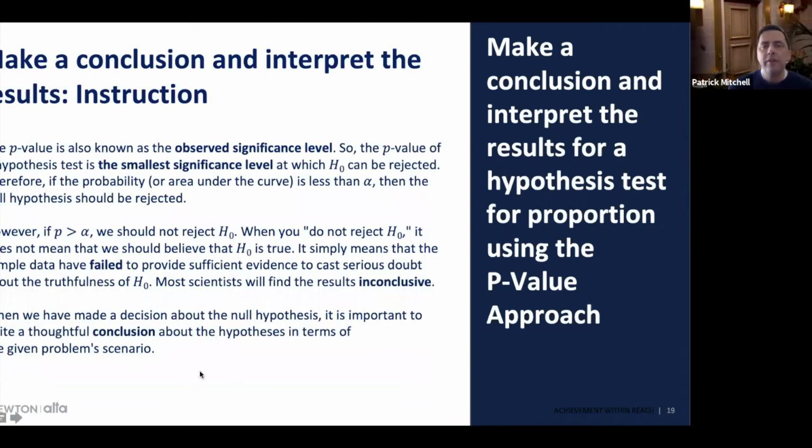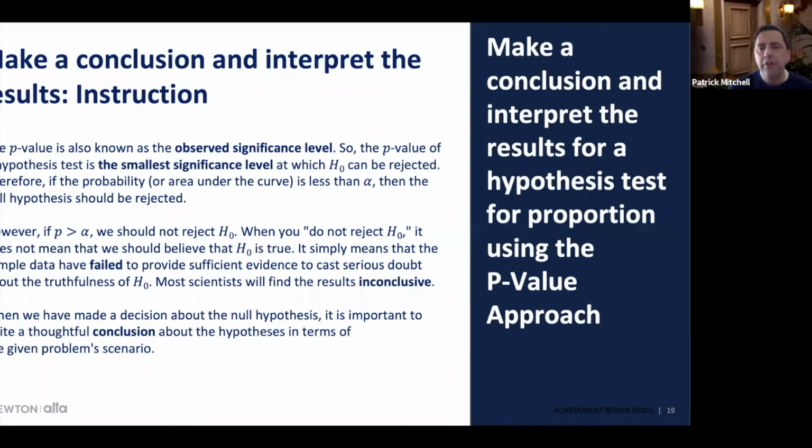The p-value is also known as the observed significance level. The p-value of a hypothesis test is the smallest significance level at which the null hypothesis can be rejected. Therefore, if the probability or area under the curve is less than alpha, then the null hypothesis should be rejected. However, if p is greater than alpha, we should not reject the null hypothesis.